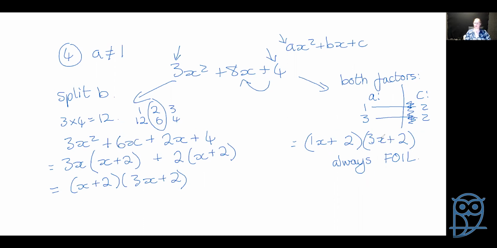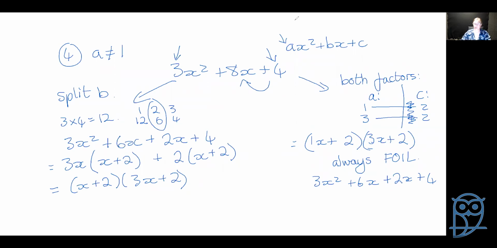So we have 1 times 3. That gives us 3x squared. Here we have 2 times 3. That gives us 6x plus 2x plus 4. Yeah, okay, we're good. That makes sense.